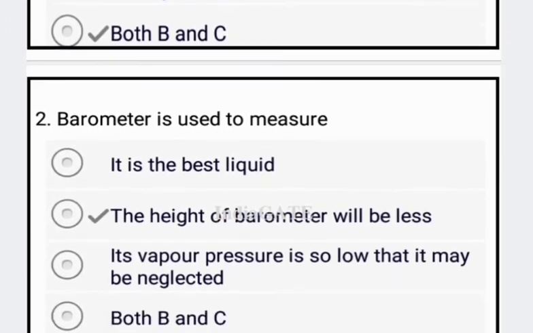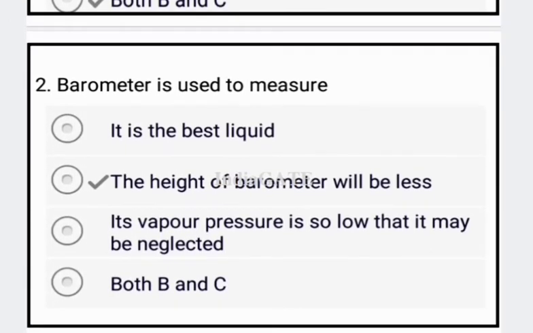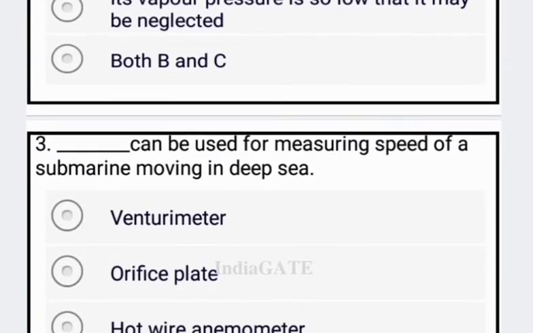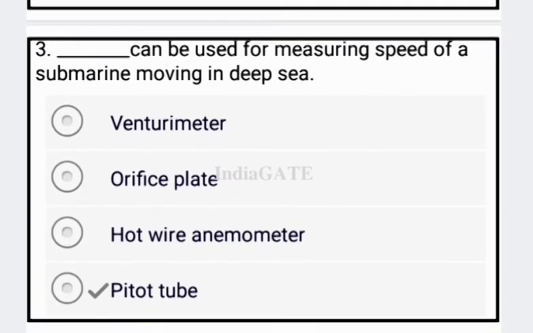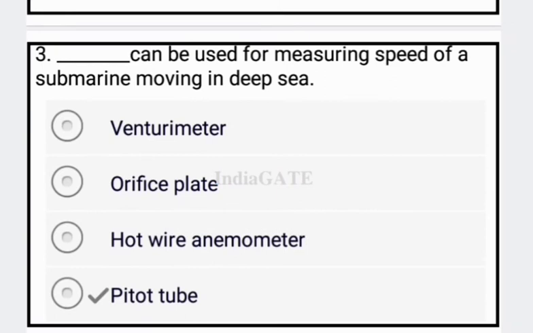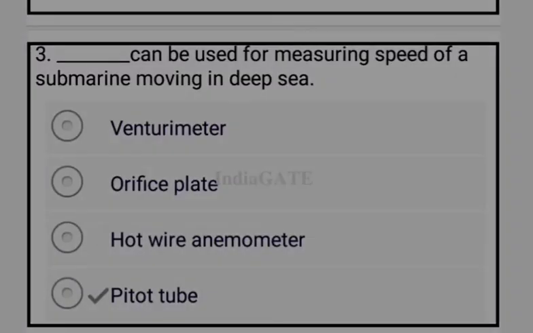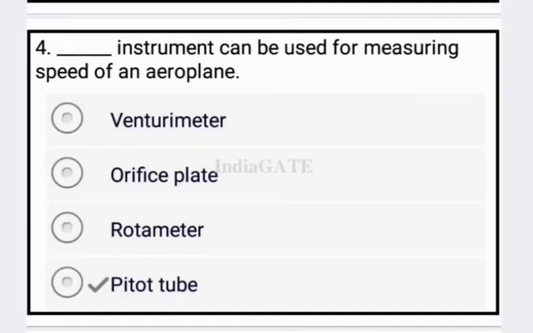Next question. Barometer is used to measure. So the correct answer is option B. The height of the barometer will be less. Next question. Dash can be used for measuring speed of a submarine moving in deep sea. So the correct answer is option D, that is pitot tube.